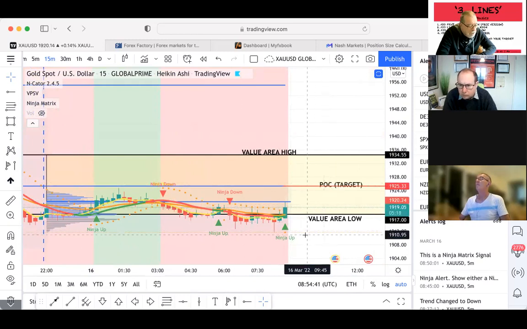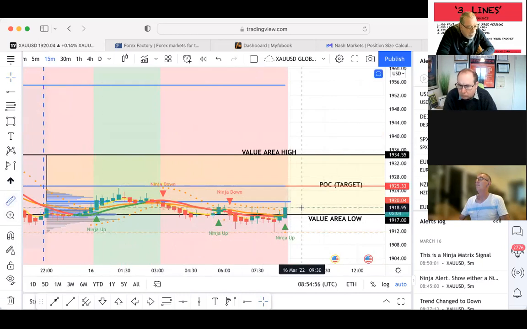So what I haven't covered yet is potential targets. And we've already pointed out that this POC, which is yesterday's POC, is today's target. So we're looking at taking a buy from where price is now, which is roughly there, up to that point there, which is 63 pips, not to be sniffed at.